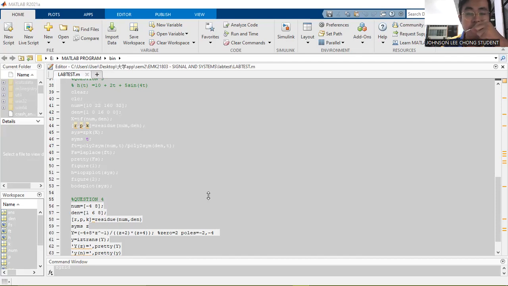And to know whether this plot diagram is stable or not, the answer is not stable because the poles are not inside the unit circle. Okay, if the poles are inside the unit circle, then this plot diagram is stable, but this is not a stable plot diagram. Okay, so that's all for my assignment.